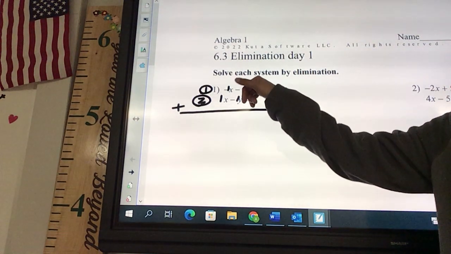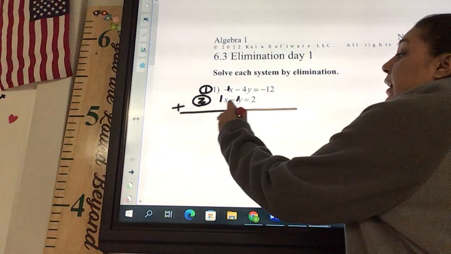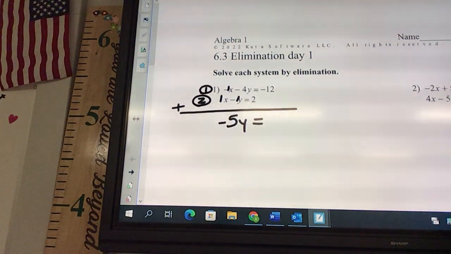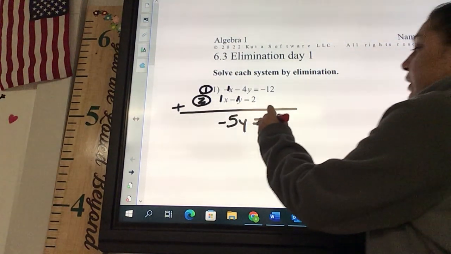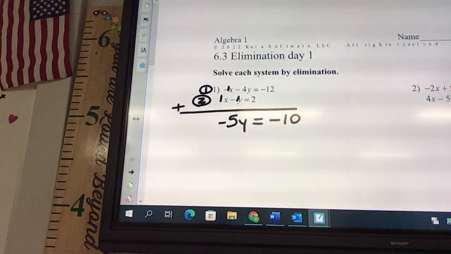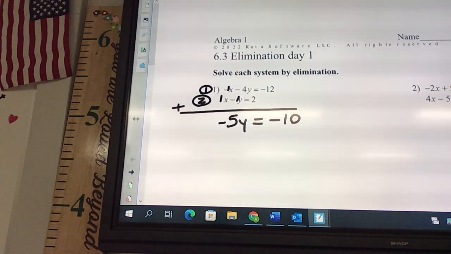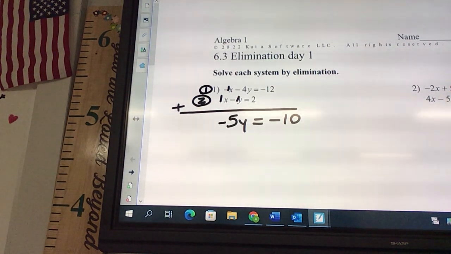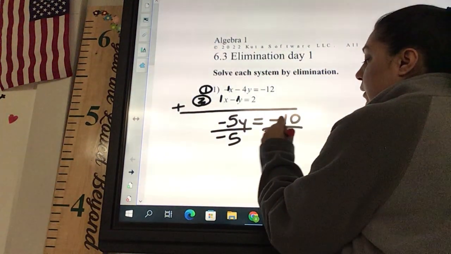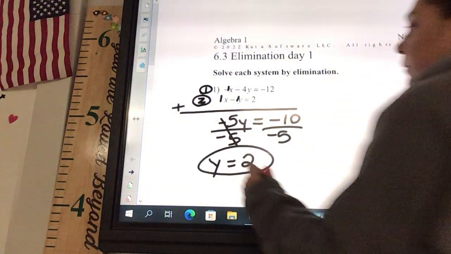Okay, and then the y's, we got -4 plus -1 is going to be -5y equals -12 plus 2, -10. Okay, and then you kind of have to follow logical steps. What would the next step be? Divide by 5, or -5. Okay, so obviously, because we only have one variable left, you're going to solve for that variable. Okay, so you're going to get y equals 2.